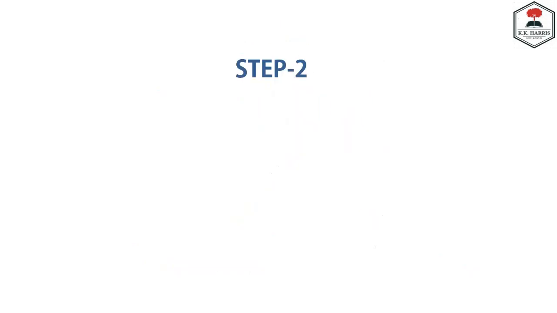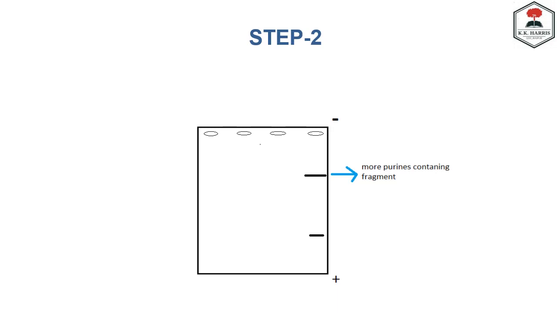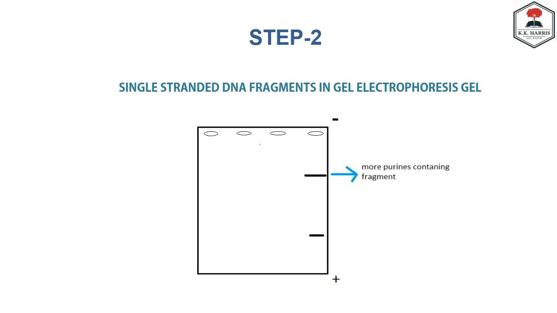Step 2. In step 2, we have to run the single-stranded fragments on gel. The lighter fragment band will move further than the heavy fragment band. How will we know which one is the lighter band? The band having a larger number of purines, A and G, would be heavier. Single-stranded DNA fragments in gel electrophoresis gel.